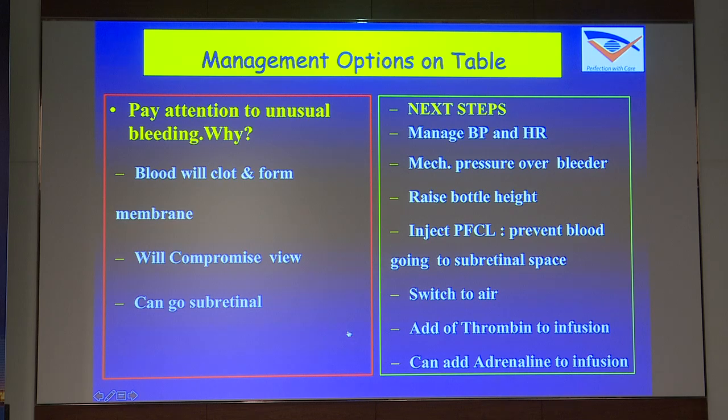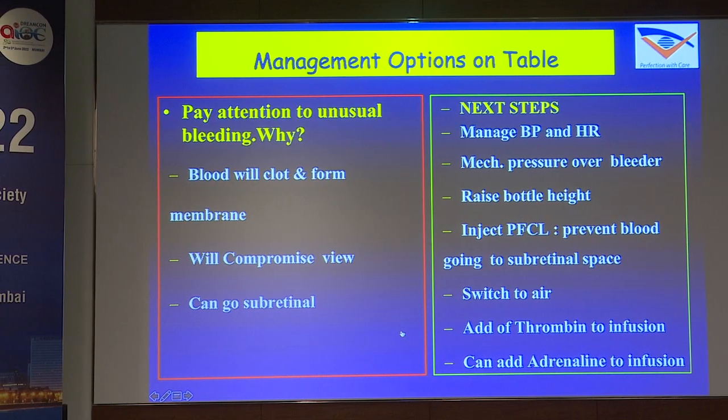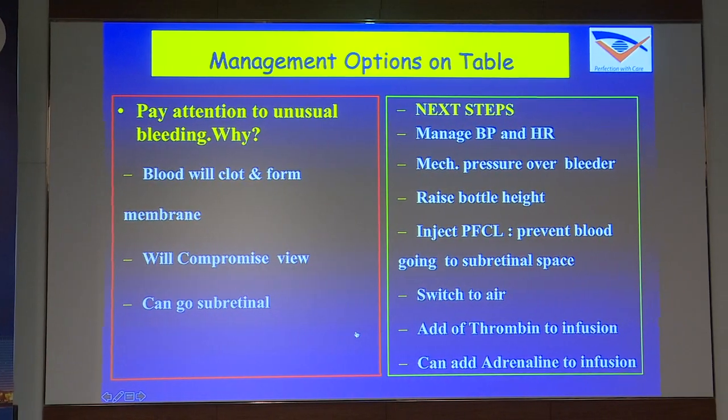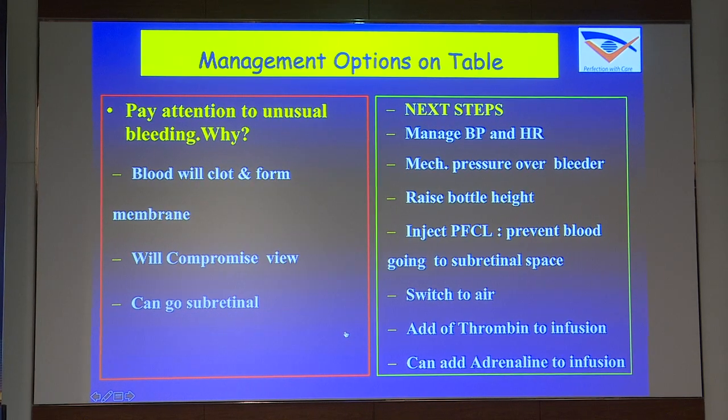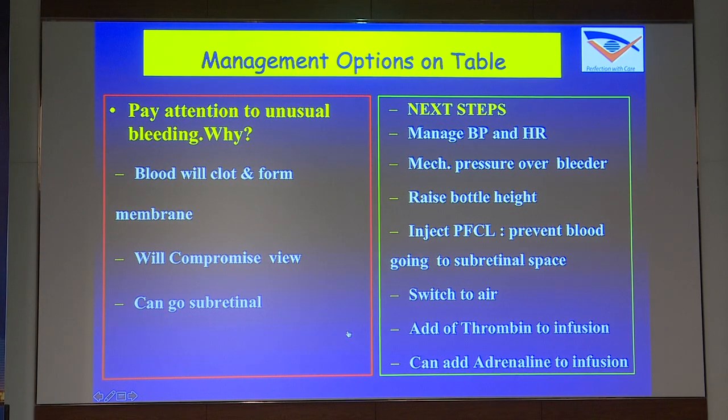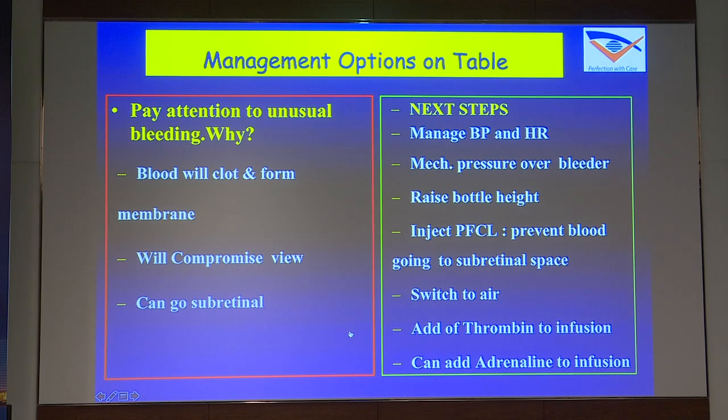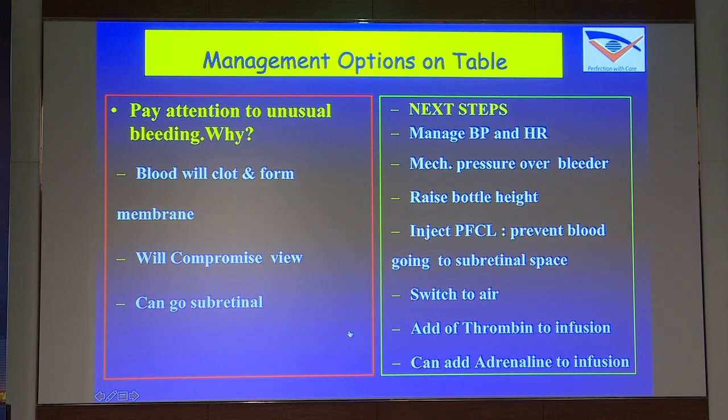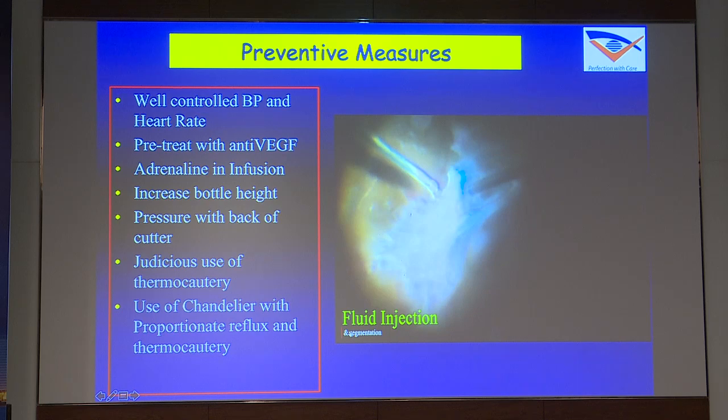Initially, when the bleeding occurs, you have to exert mechanical pressure, maybe with the tip of a cutter. You can raise the bottle height, you can inject PFCL, remove the blood from the macular area, or you can switch to air if you have done the dissections towards the end and complete a vitrectomy under air. You may add thrombin during infusion and can also add adrenaline during infusion.